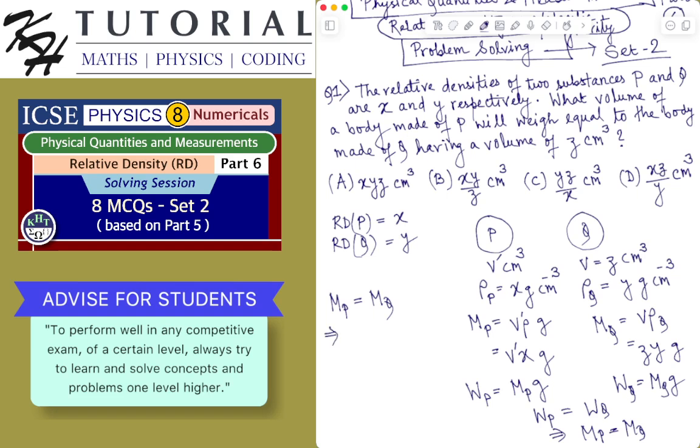This implies, what is MP? MP was V dash X. This should be equal to MQ, which was ZY. So this implies V dash, the volume that we have to find, is ZY by X centimeter cube. So the answer should be ZY by X centimeter cube. So the correct choice is C. C is the correct choice.